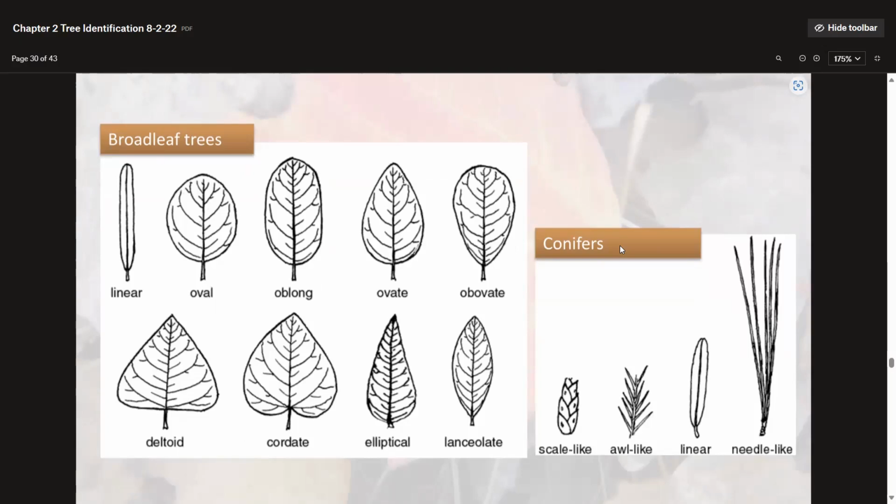There are all types of different leaf shapes for these broadleaf trees, and they all will help you identify the tree. In the conifers, again, like we talked about, if it's needle-like and it is in bundles of 2, 3, or 5, you're going to be dealing with a pine tree. If it's awl-like, you're probably dealing with something like a fir. And if it's scale-like, you might be looking at a Thuja. So just keep that in mind.